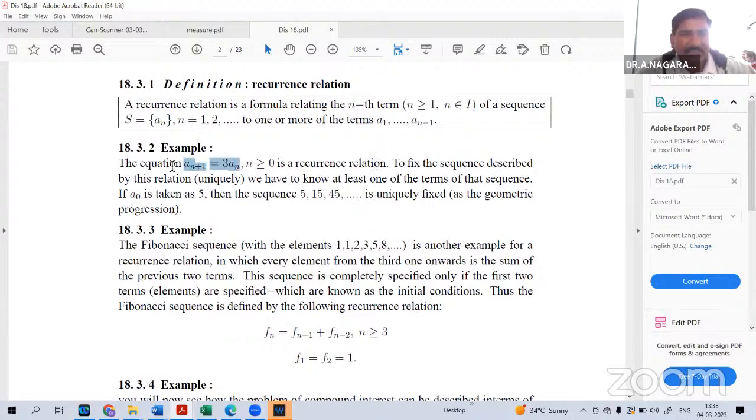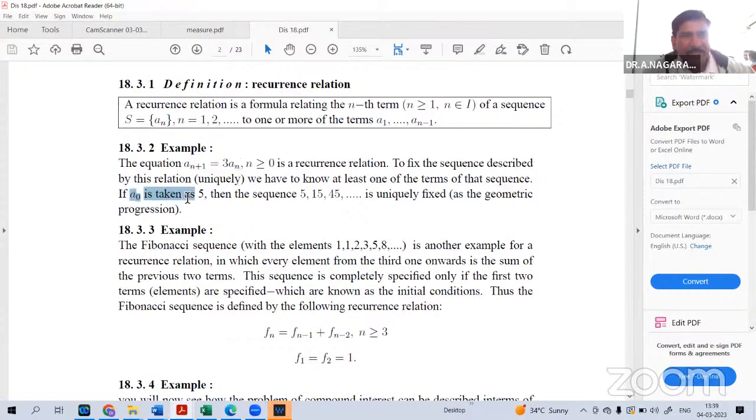This is also one kind of example. Just now it is a third example. Previously I gave two examples. The third example comes here, 18.3.2: an plus 1 equal to 3 an. This comes to the recurrence relation. Here, for example, it is a continuation.